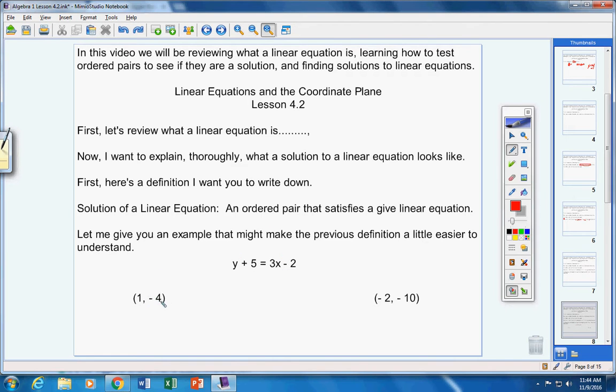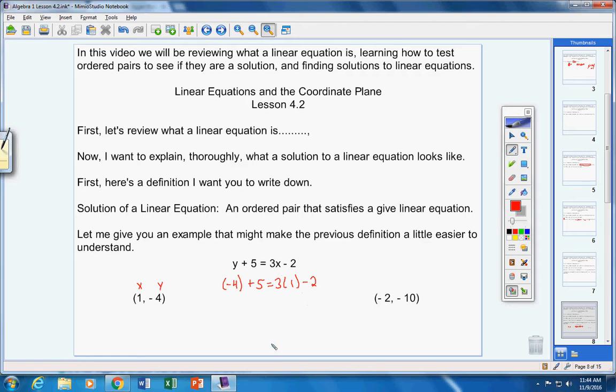So here's an ordered pair. Now, we studied these in lesson 4.1. Remember, this is the x value, or your left-right value. This is your y value, or your up-down value, okay? In an ordered pair, the x value always comes first, then the y value. So this is my x, this is my y. Where the y is, I'm going to put -4. Where the x is right here, I'm going to put a 1.